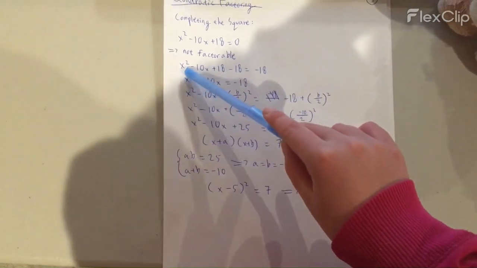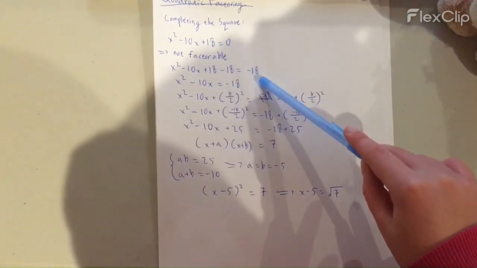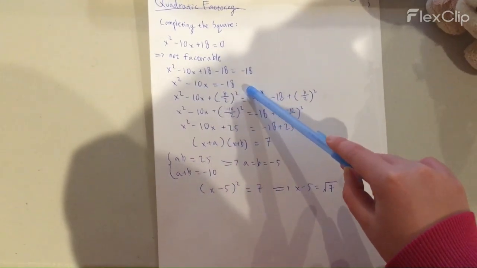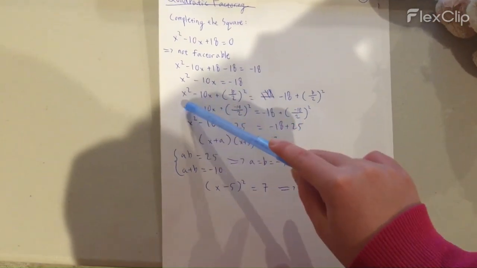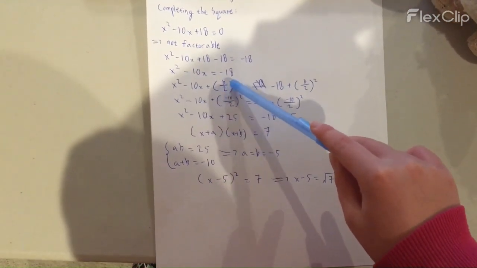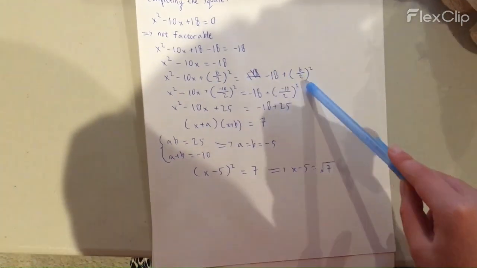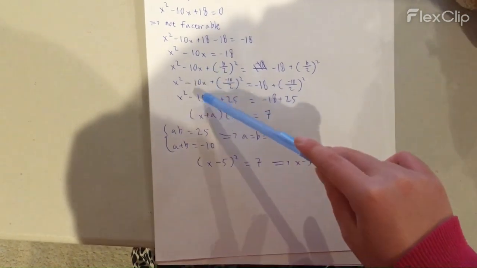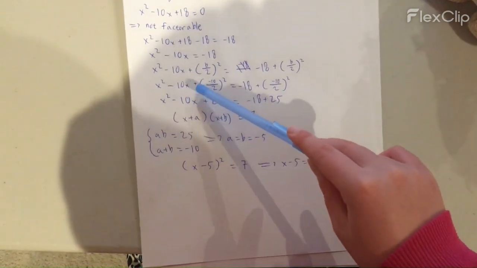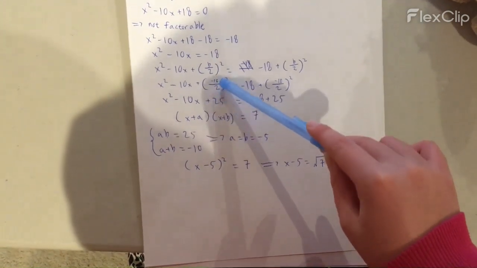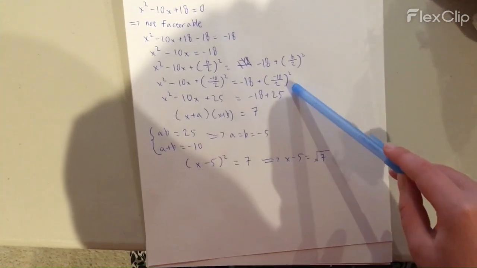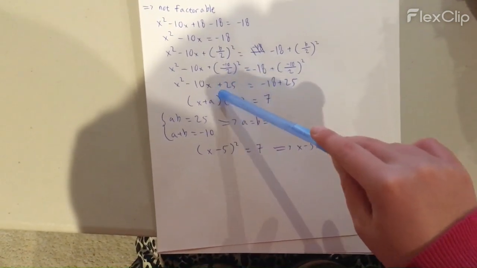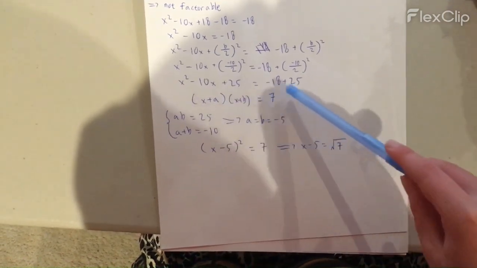So, first we subtract 18, this number, from both sides. So now it comes out as x squared minus 10x equals negative 18. Now, we complete the square. So, we add b divided by 2 squared to both sides of the equation. Now, b would be the coefficient of x, in this case, negative 10. So this is x squared minus 10x plus negative 10 divided by 2, and then that's squared, added to both sides. Now this negative 10 divided by 2 is negative 5, and negative 5 squared is 25. So we add 25 to both sides of the equation.